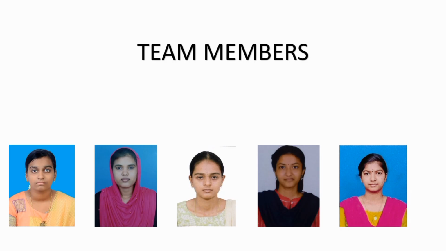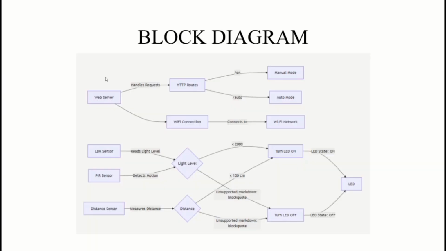Now let us look into the construction. What are the things we use here? We use ESP32 to connect with the Wi-Fi module, and we use a PIR sensor, LEDs and an ultrasonic sensor to detect the motion of the people. Now let us look into the project. This is our block diagram for our system, Wi-Fi Smart Bulb.